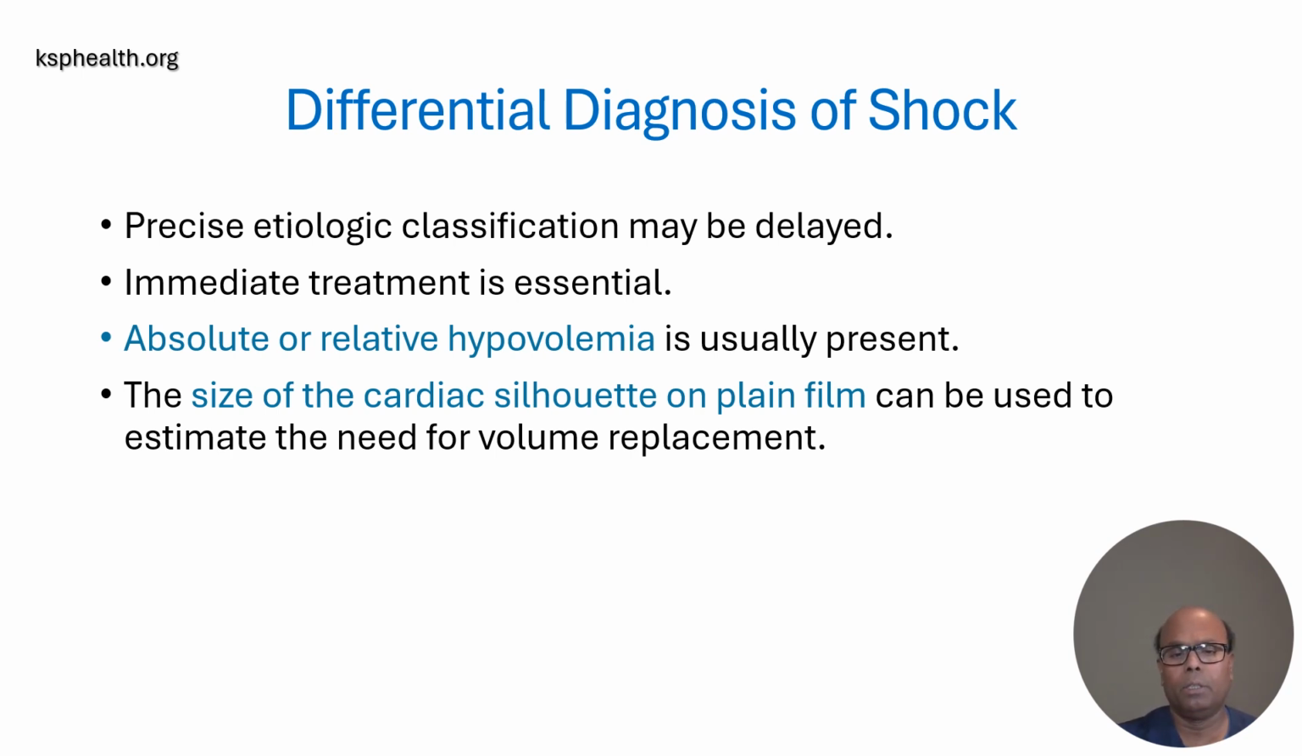Differential diagnosis of shock. The precise etiologic classification can get delayed. When the patient comes in shock, an immediate medical intervention is necessary. Absolute or relative hypovolemia is common in all shock states, including cardiogenic shock. The size of the cardiac silhouette on plain film may indicate whether the patient needs more volume. If the heart is large, you need to give fluid boluses very gingerly, 5 to 10 ml per kilo.